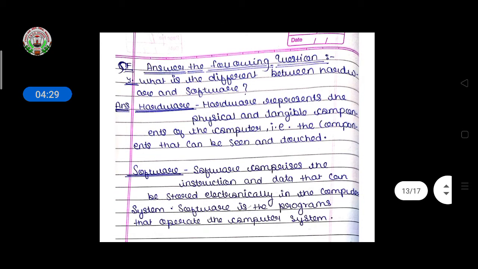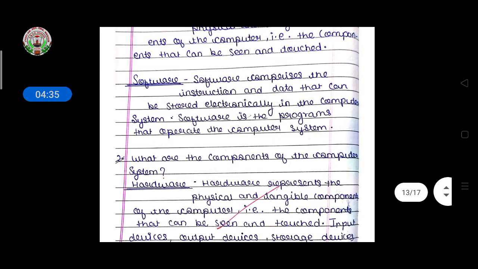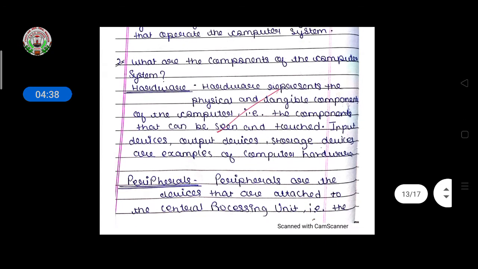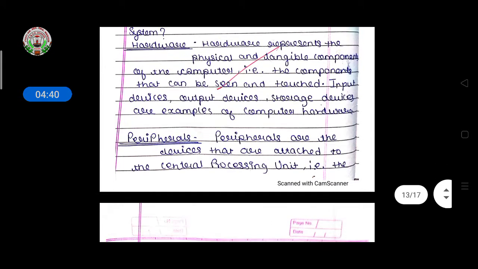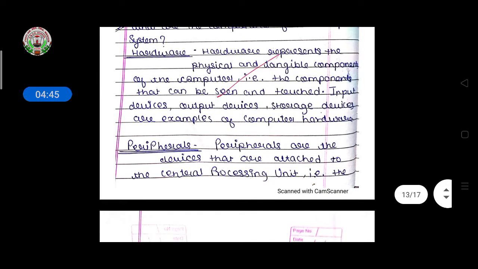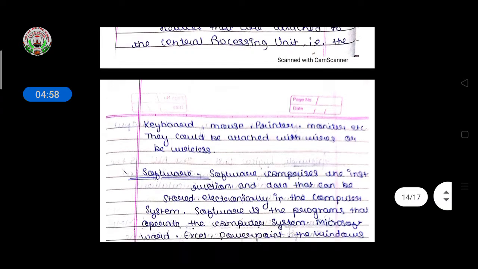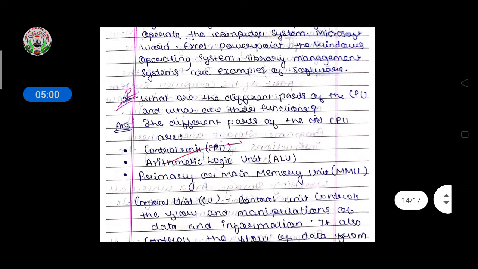Then come to the question answers. What is the difference between hardware and software? We had discussed this earlier. Then the components of the computer system are hardware, peripherals and software. What do you mean by peripheral? Peripherals are the devices that are attached to the central processing unit, that is the keyboard, mouse, printer, monitor. These are the peripheral devices which attach to the CPU, and they could be attached with a wire or without a wire, that means wireless.